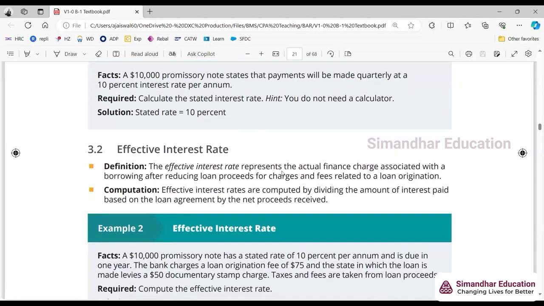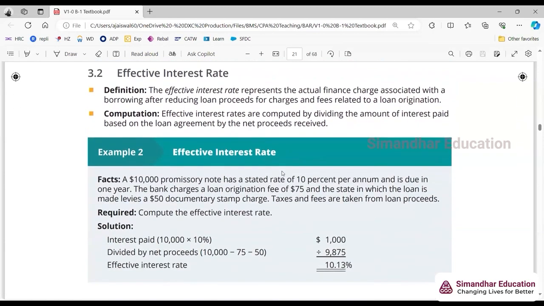Next is effective interest rate. Effective interest rate basically means how much the rate is for each period. If it is payable quarterly or payable semi-annually, then what will be the interest rate? Now, let us solve this.